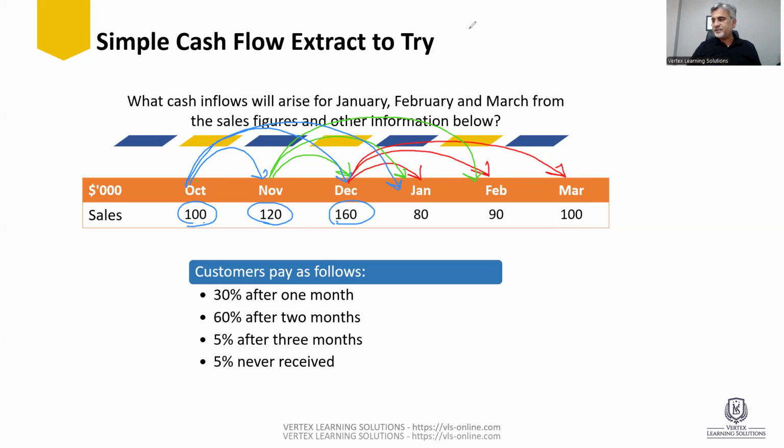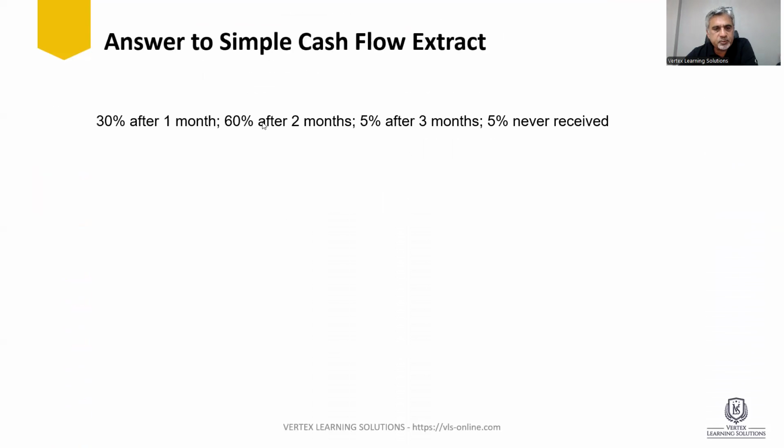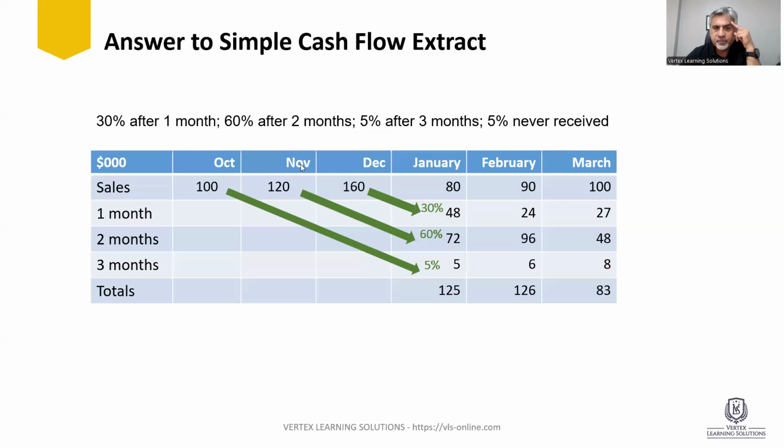That's why I said in the beginning that you need to be a little bit more careful in deciding the timing of cash, okay? So let me show you how to do it in a more structured way. We can make a table. It says 30% after 1 month, 60% after 2 months, 5% after 3 months, and 5% never received. So it is always a good idea to make a table: October, November, December, January, February, March.